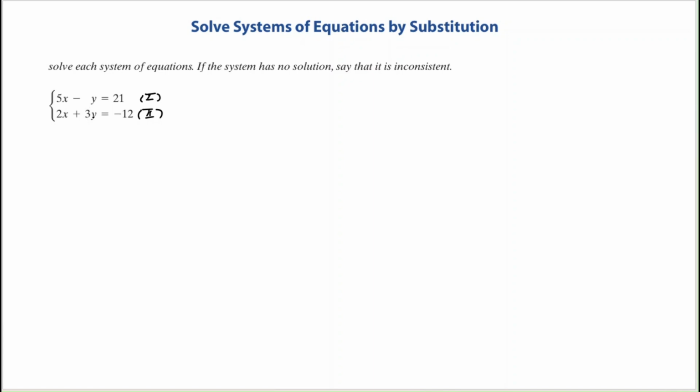I look at my equations and I find it very convenient to solve for y in equation 1, because the coefficient of the y is 1. There is no number, no numerical factor, in front of the y, because its coefficient is 1. So when I solve for y, I don't get a fraction. So I will solve for y in equation 1.